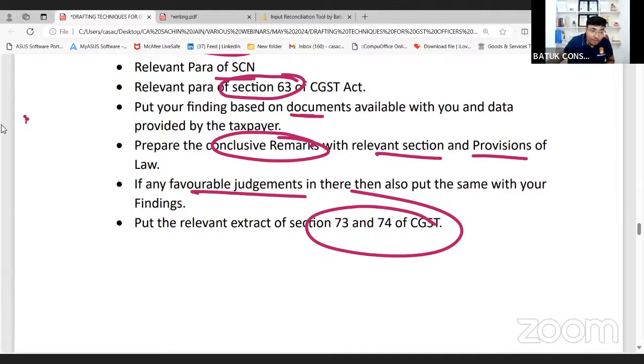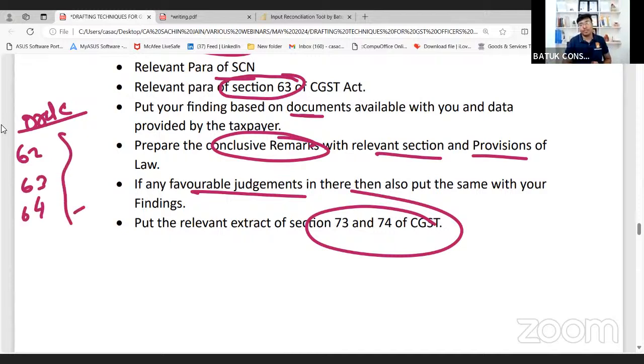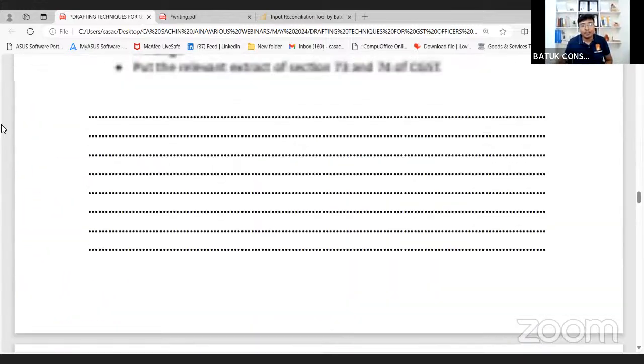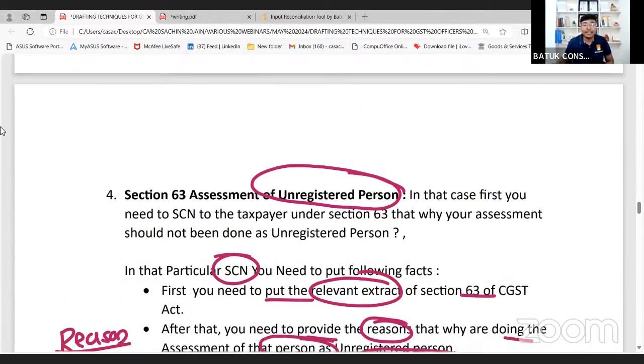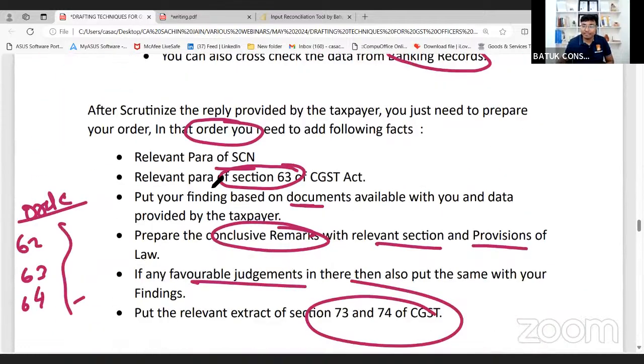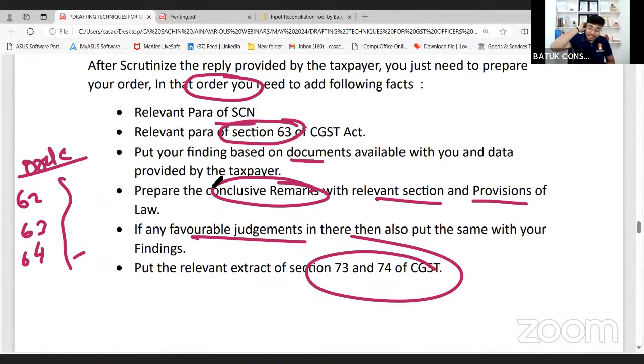So when you draft the order, in that case, orders under 62, 63 and 64 will be the same. Okay, meaning the same pattern applies. We just discussed 62. The same pattern will be applicable in case of section number 63, and when we check section number 64, the same pattern will be there. So this much we have done.